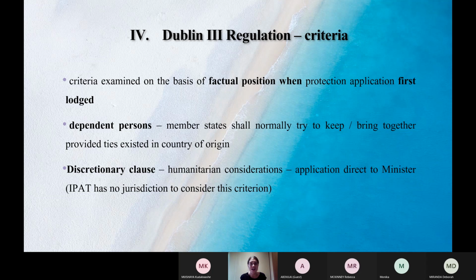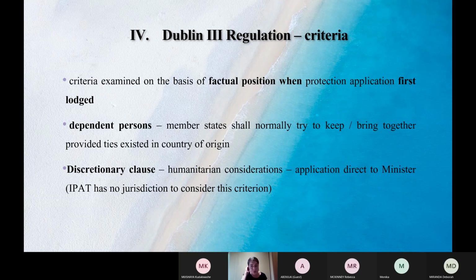So yeah, the factual position when the protection application was first lodged. In respect of dependent persons, they are defined in the Dublin 3 regulation. Where, on account of pregnancy, a newborn child, serious illness, severe disability, or old age, an applicant is dependent on the assistance of his or her child, and vice versa, they are considered a dependent person.